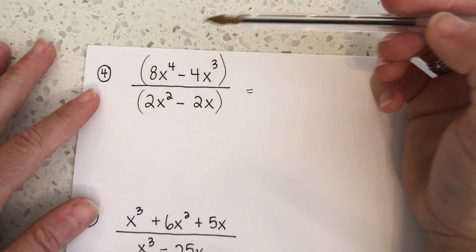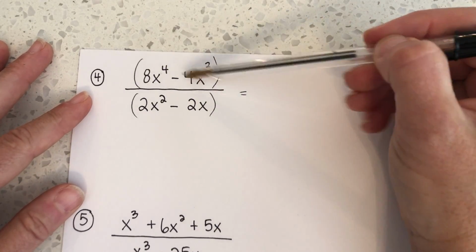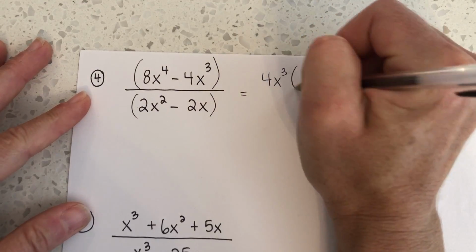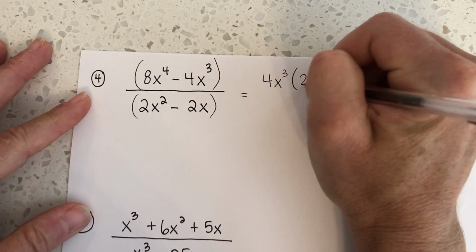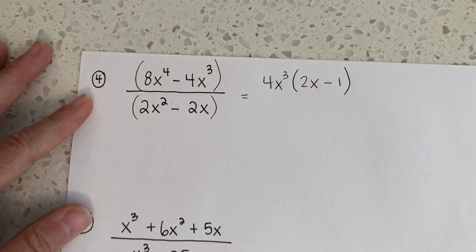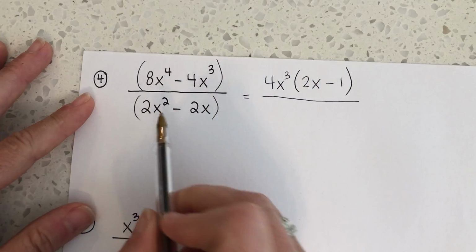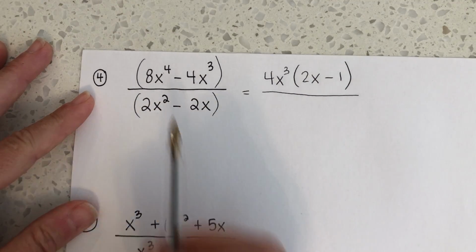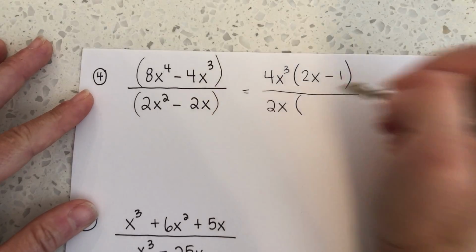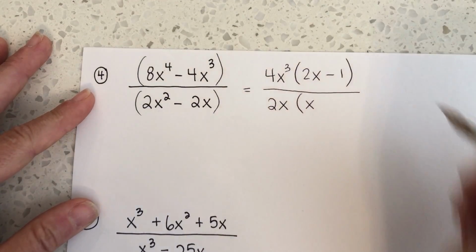Let's look for GCFs first. What does an 8x to the 4th and a 4x to the 3rd have in common? A 4 and an x to the 3rd. If I take out a 4x to the 3rd, that's going to leave me with 2x minus 1, right? That'll get me back to the original expression. All right, now we go to the bottom. All right, what does a 2x squared and a 2x have in common? Well, they have a 2 and an x in common. So take out 2x, and you're going to be left with 2x times what gets you back to 2x squared in x.